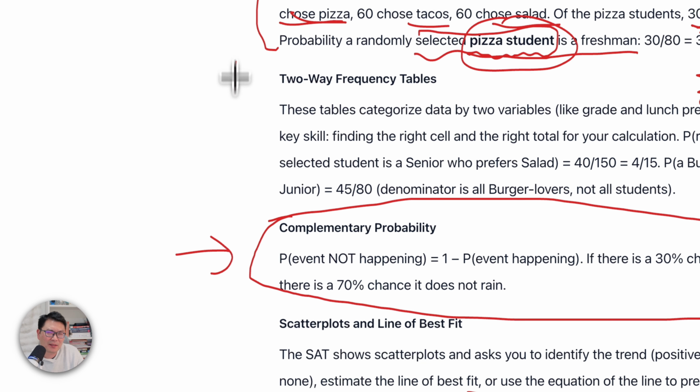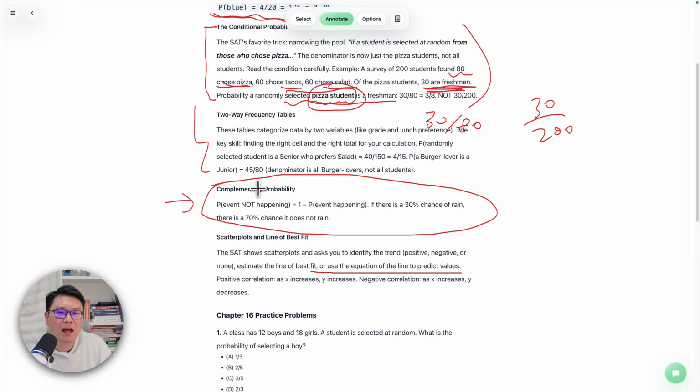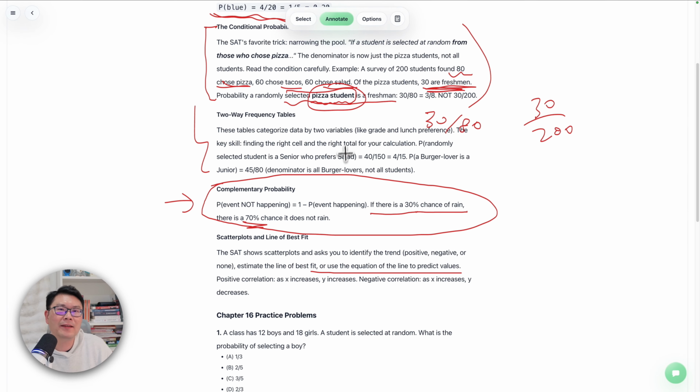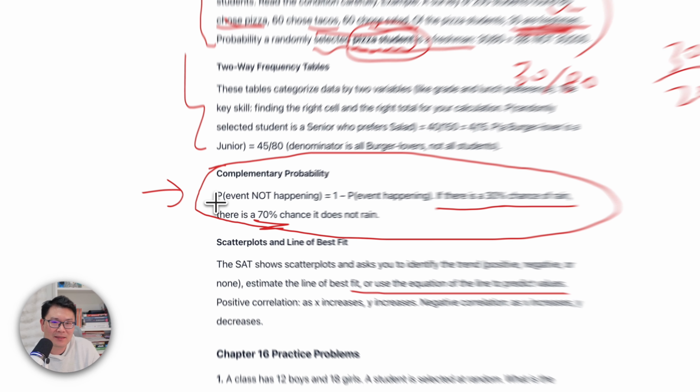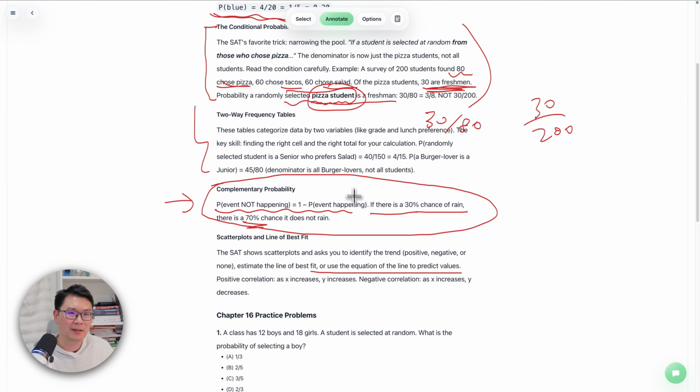And then we're going to take a look at the complementary probability. We're going to skip this one a little bit because I think it's pretty much repetitive of the last paragraph. So if there is a 30% chance of rain, then there is a 70% chance that it does not rain, right? So these are 2 complementary probabilities. Back to the blue ball problem, you have the 4 over 20 chance to get the blue ball out of the bag. Then what is the chance of not getting the blue ball out? It's 1 minus 4 over 20, right? So we're going to use this formula over here. And this formula is going to be the key for us to solve the problem that we were looking at.